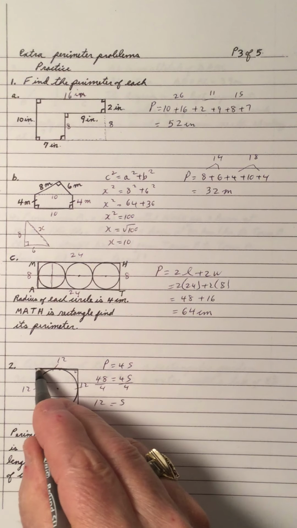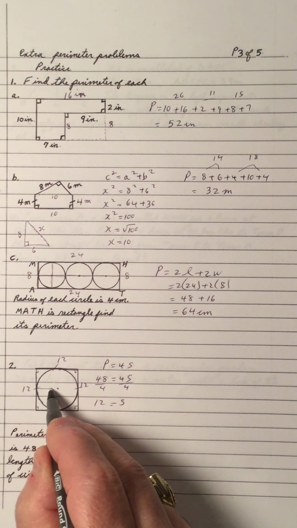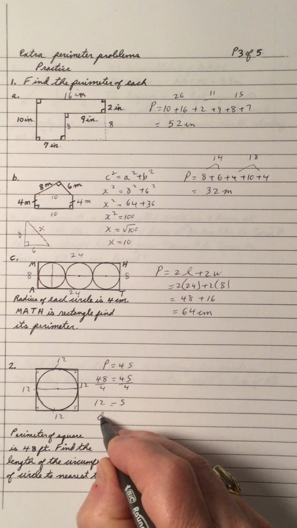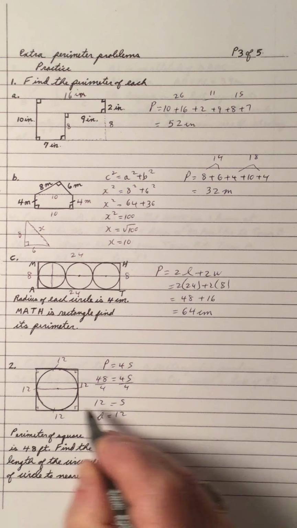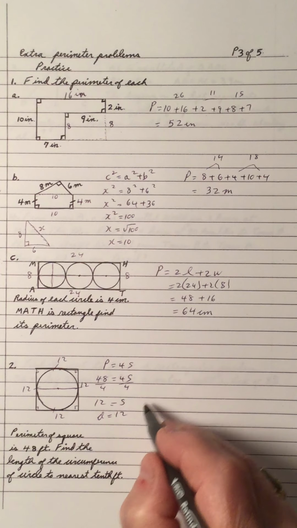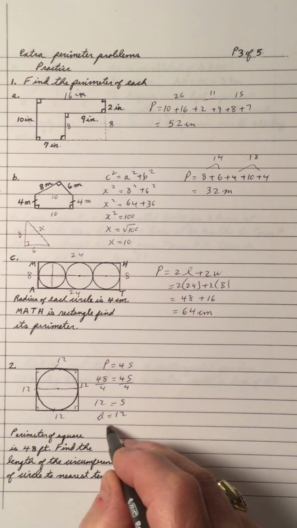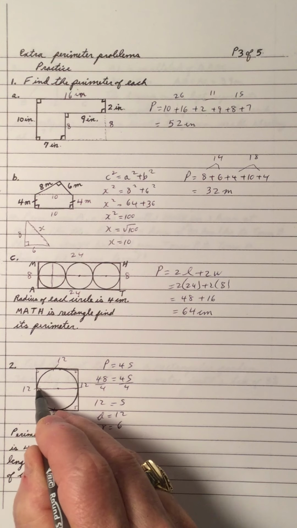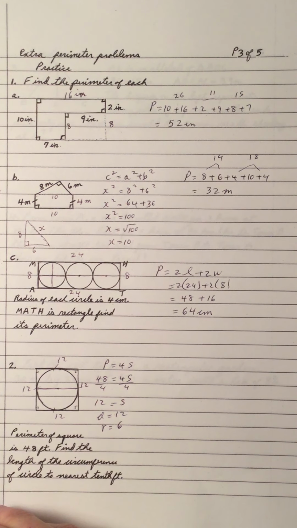So if this side is 12, that means that the diameter of your circle is 12. So the diameter of the circle is 12. The diameter straight across, 12. That means if your diameter is 12, your radius of your circle is half of that. So from here to here is 6.